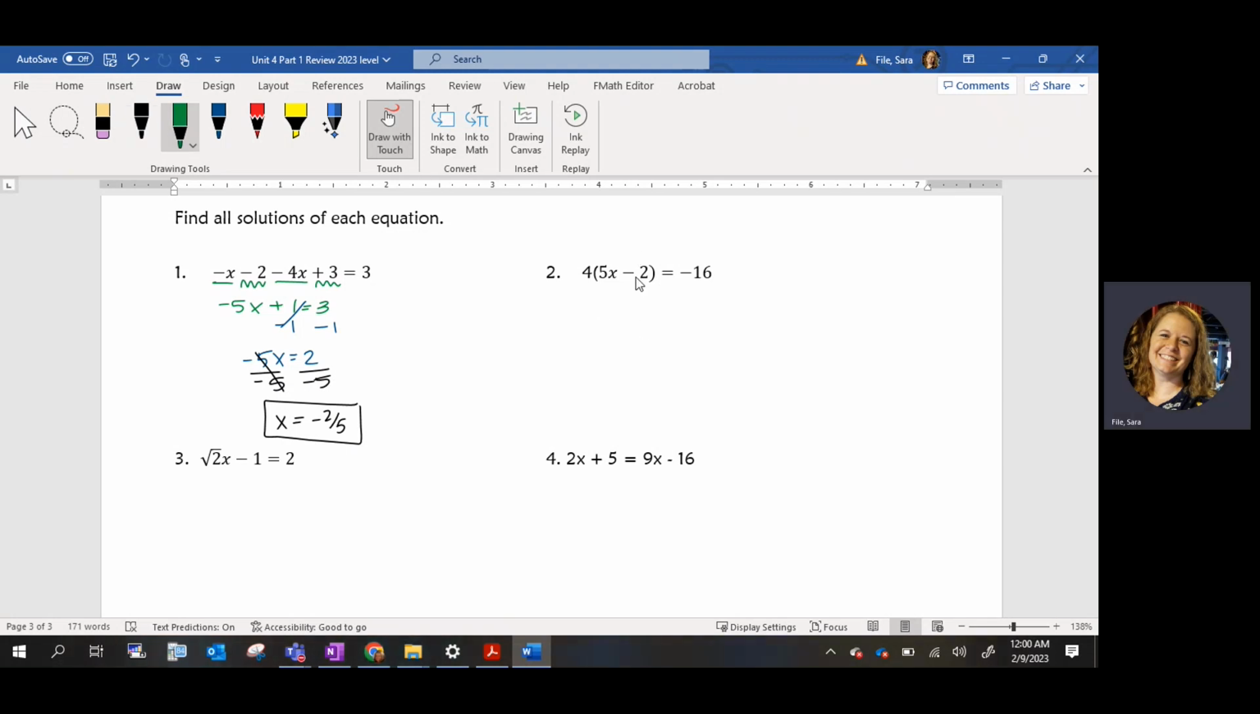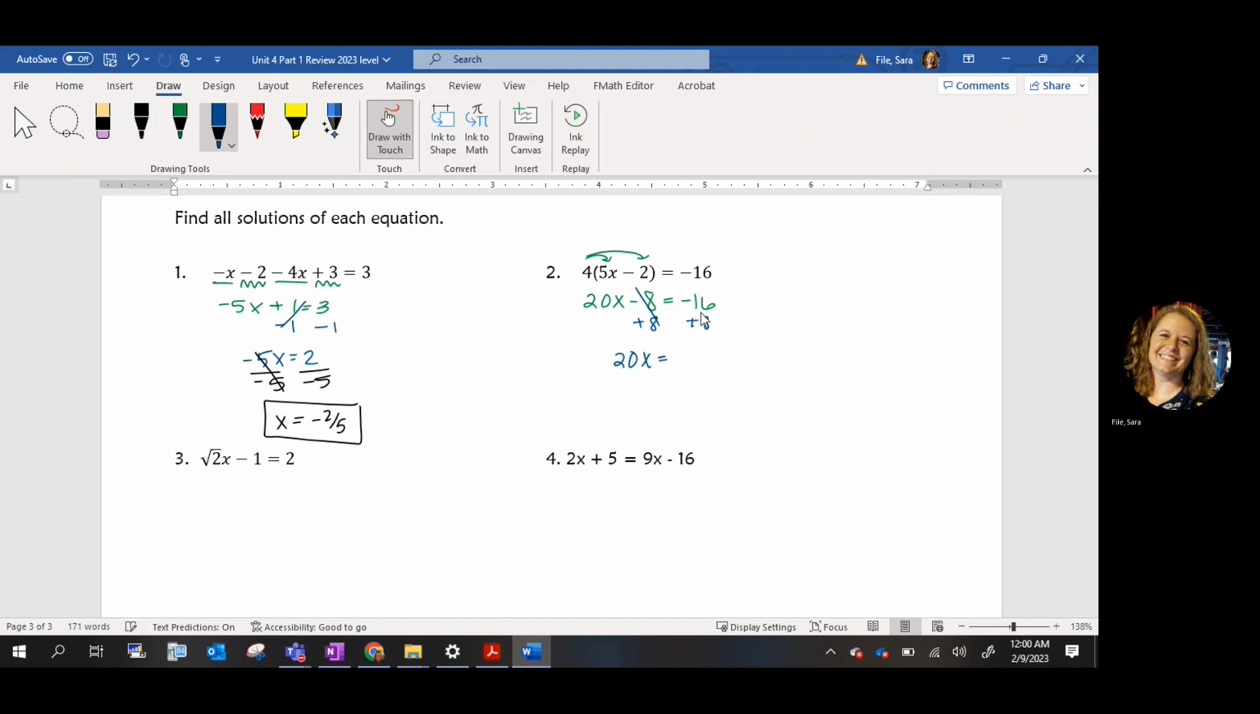We'll do the same thing on number 2. We want to simplify both sides, and then we'll start moving things. Here, there happens to be some parentheses. We can distribute that 4 into them. We've got 20x minus 8. No like terms to combine over here, so I'm ready to start moving terms to isolate the x. So the opposite operation is going to be to add the 8. And that'll be negative 8.